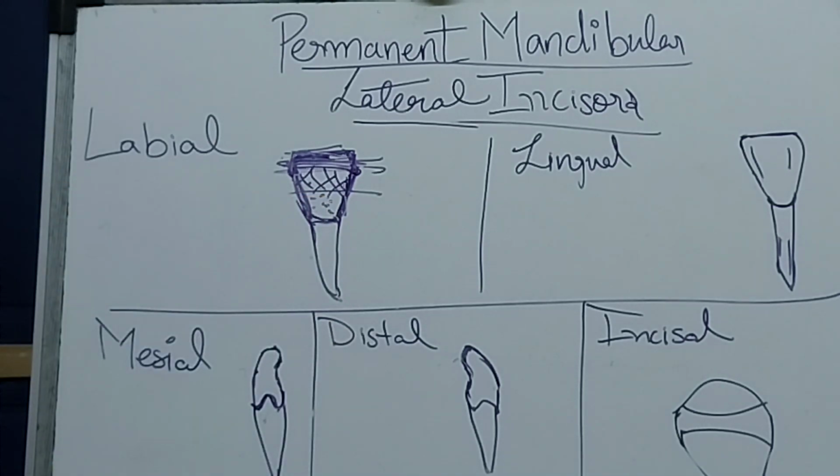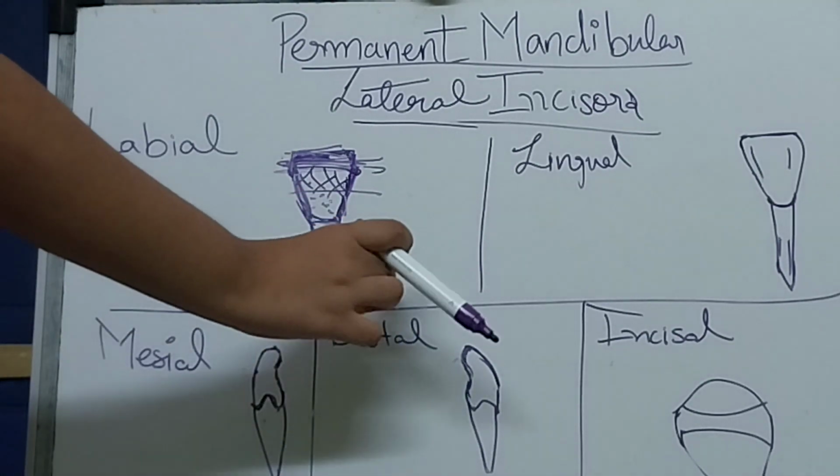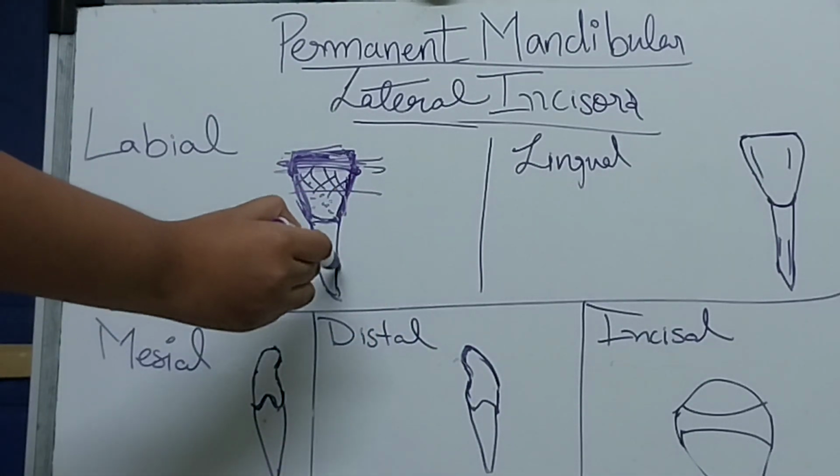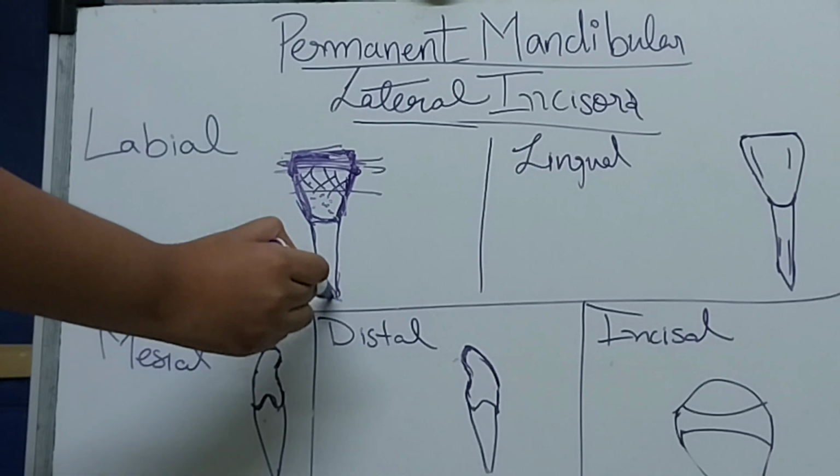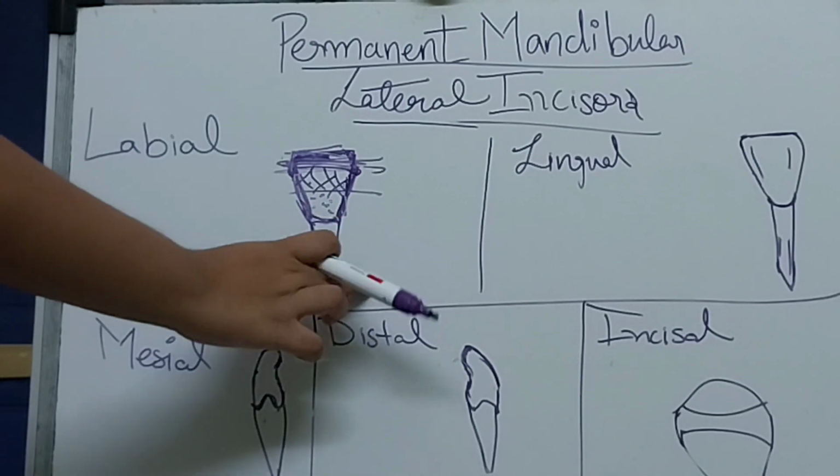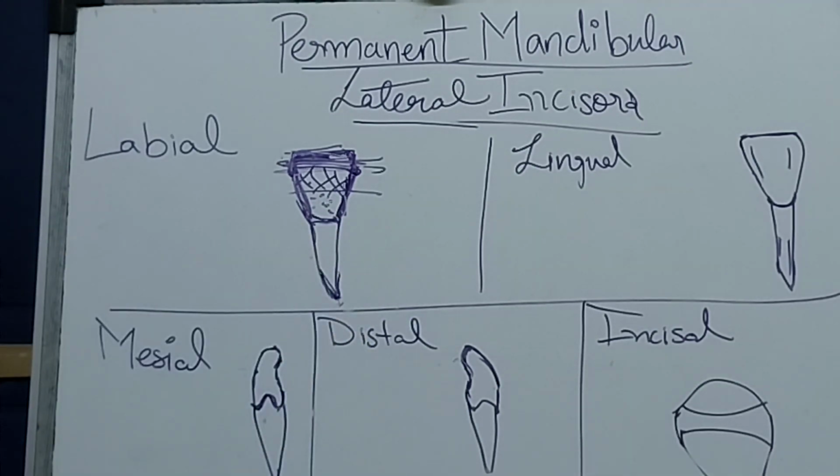So the root is similar to the permanent mandibular central incisor as we have discussed before, and the apical third of the root is a bit distally pointed. It tapers at the apex and it is distally pointed like this. Okay, so these were some features of the labial aspect.